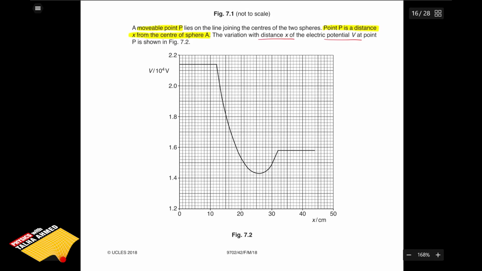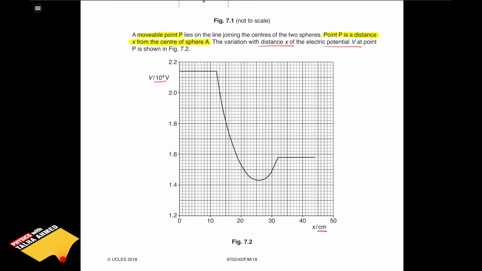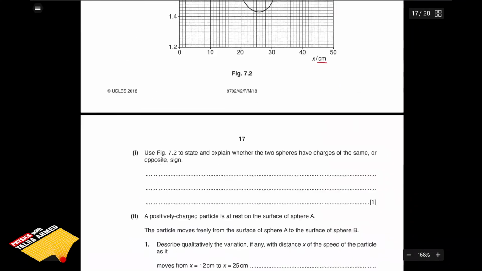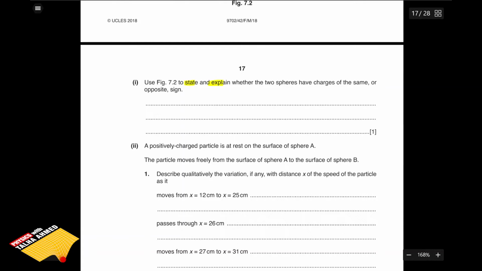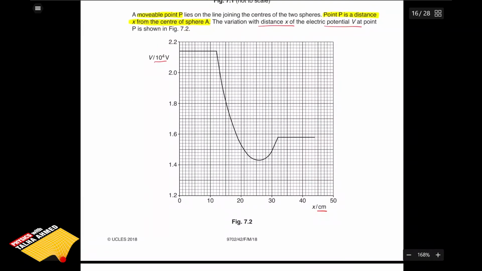Then you have basically a point P, an imaginary movable point between the two spheres, and the distance of point P is being measured from the left hand side, so from the center of A. And then they have given you a graph of electric potential, the combined electric potential of these two metal spheres. So potential times 10 to the power 4 volts is on the y axis, and distance from A, x, in centimeters, is shown on the x axis. Now, the first question asks to state and explain whether the two spheres have the same charge or the opposite charge.